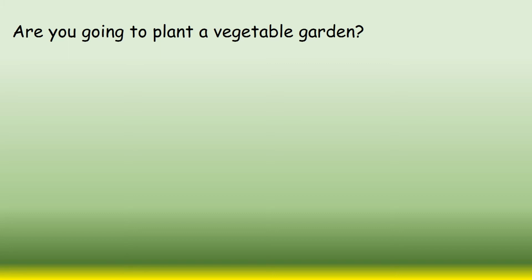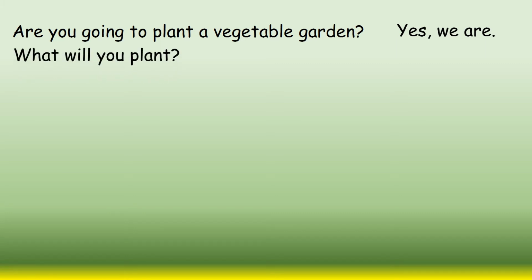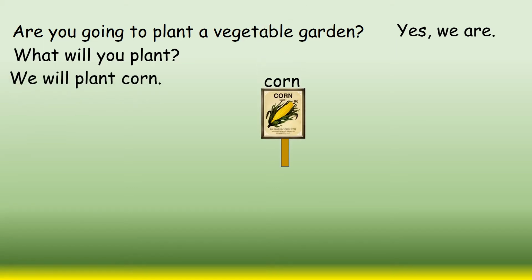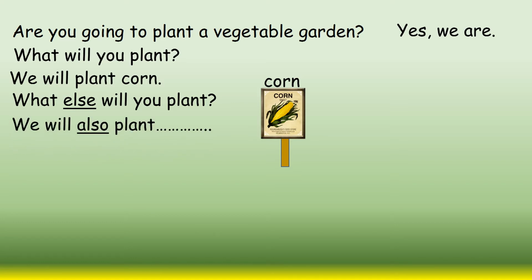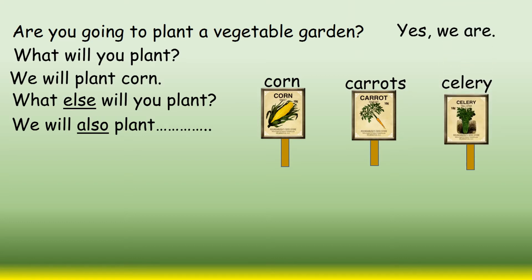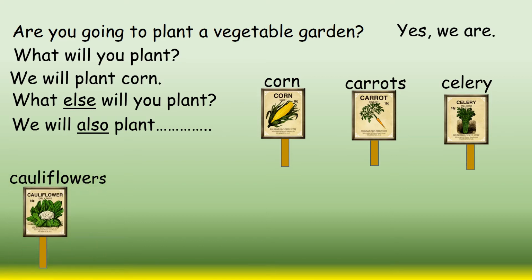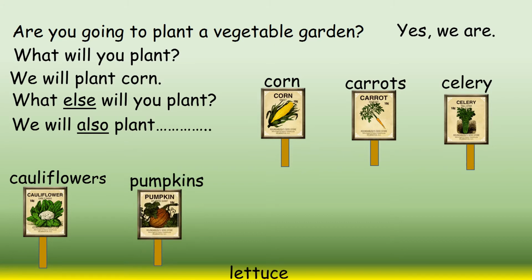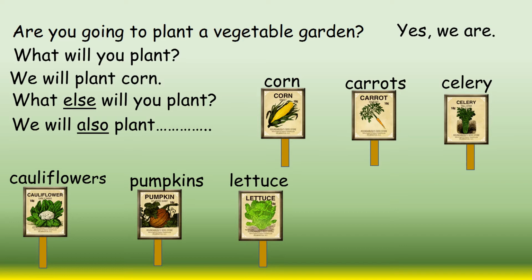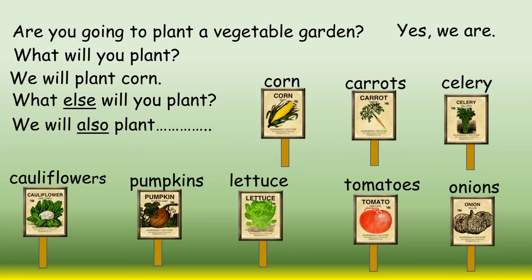Are you going to plant a vegetable garden? Yes, we are. What will you plant? We will plant corn. What else will you plant? We will also plant carrots, celery, cauliflowers, pumpkins, lettuce, tomatoes, and onions.